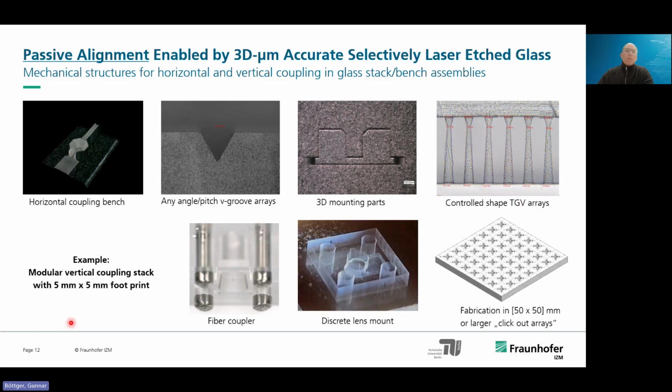One example for a passive alignment assembly stack is this 5 by 5 millimeter vertical coupling stack. In this, an optical fiber gets coupled from a light source that is included on another glass level. We can produce these systems in panels, and we have created some ways to have clickable systems that we can simply put together in a passive alignment approach.